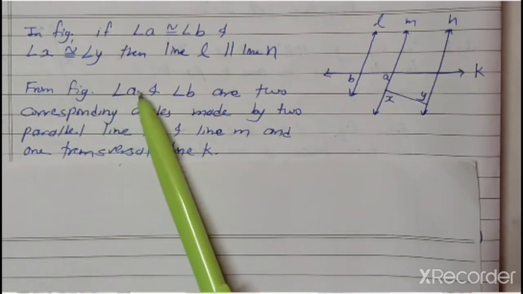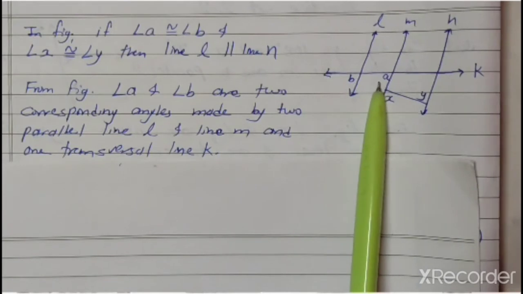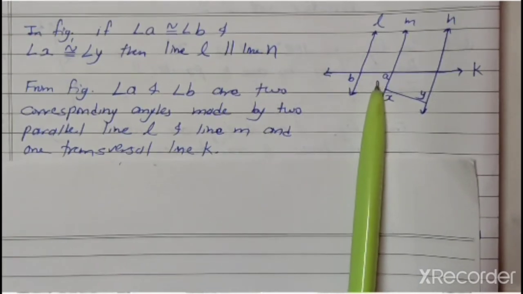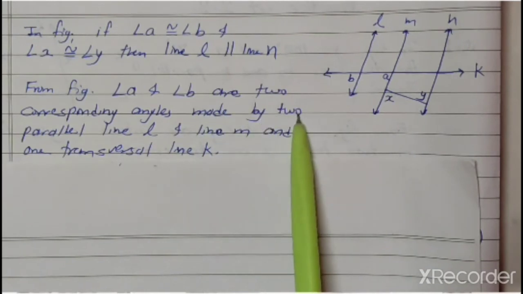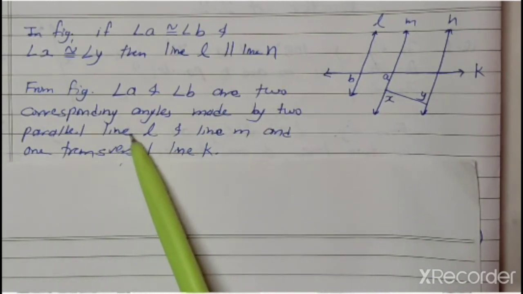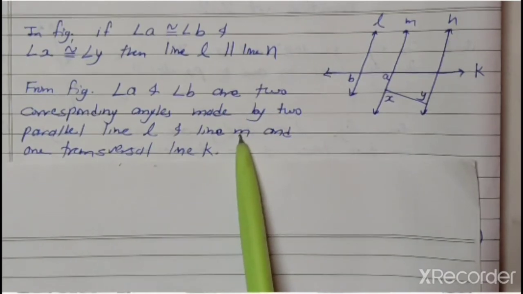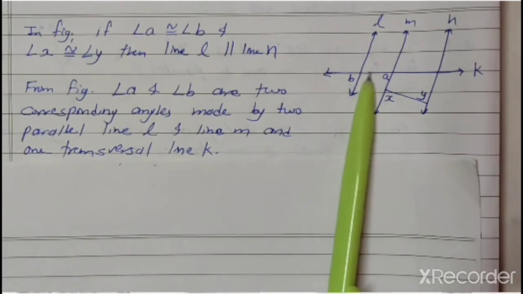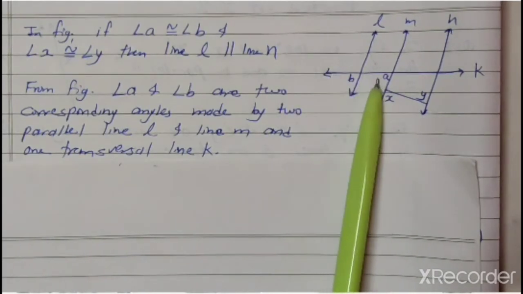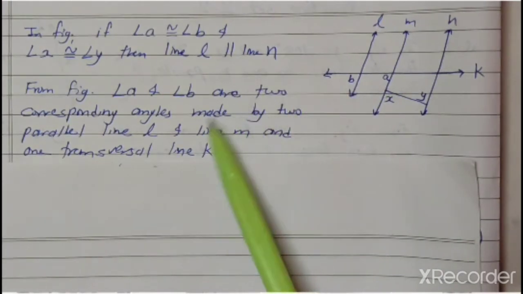So from this figure, angle A and B, you can see both angles are corresponding angles. These corresponding angles are made by two lines, line L and line M, and one transversal, that is line K. Due to this transversal, these two corresponding angles are congruent.